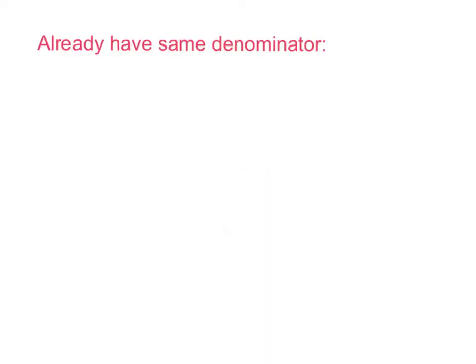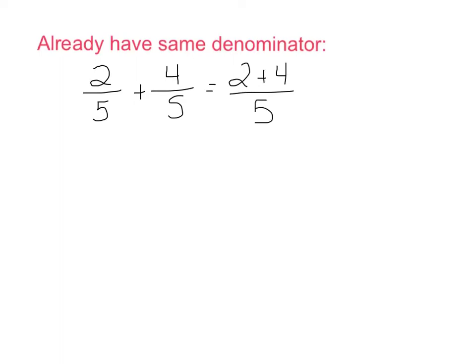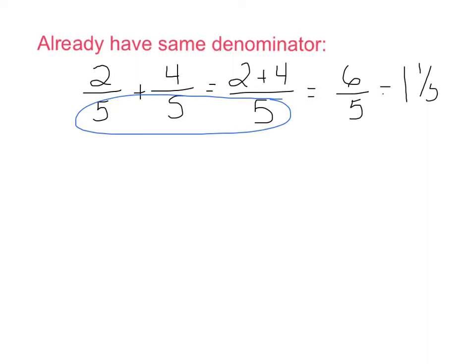So let's look at a situation where they already have the same denominator. For example, let's say we are looking at 2/5 plus 4/5. What we're going to do is basically add the numerator, add the top, while keeping the bottom the same. As you notice, the denominator will always be 5. So when I add 2 plus 4, I get 6 over 5, which I can turn into a mixed number of 1 and 1/5.